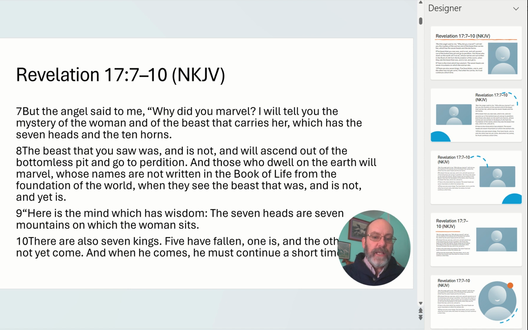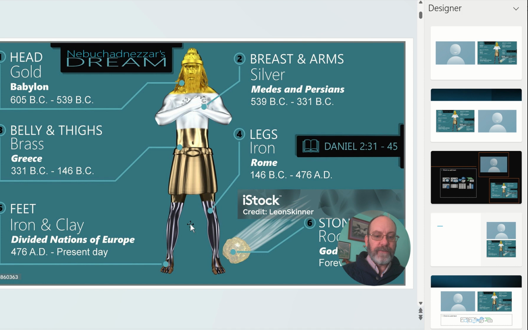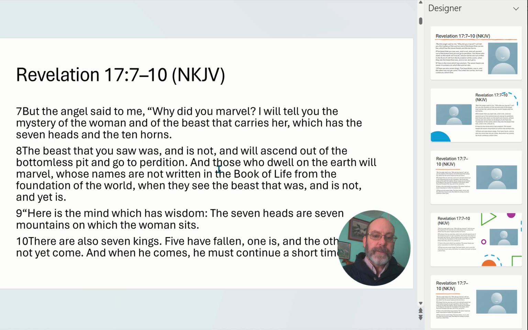So we see that. "The beast that you saw was, and is not, and will ascend out of the bottomless pit and go to perdition, and those who dwell on the earth will marvel, whose names are not written in the book of life from the foundation of the world, when they see the beast that was and is not and yet is. Here is the mind which has wisdom: the 7 heads are 7 mountains on which the woman sits." Mountains most commonly in prophetic literature are speaking to kingdoms. Just like this final mountain, this final kingdom grows into a mountain, and that's when the stone comes in and destroys it.